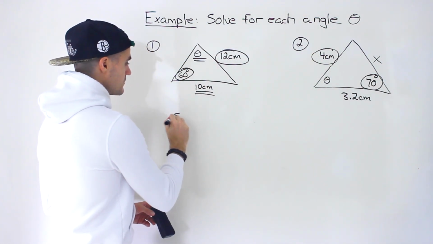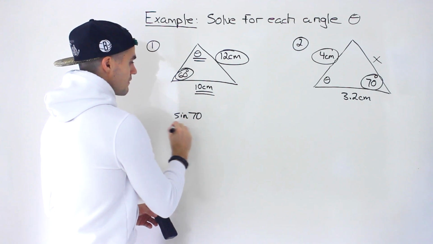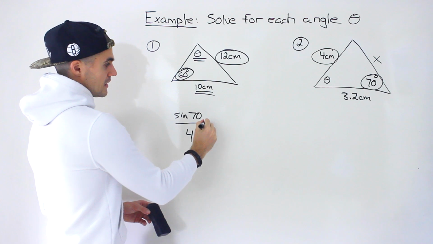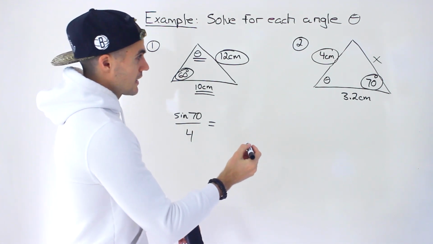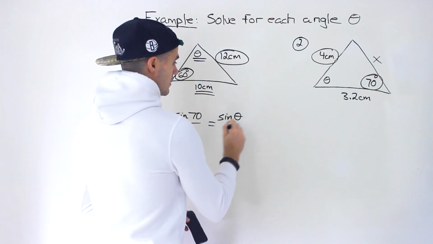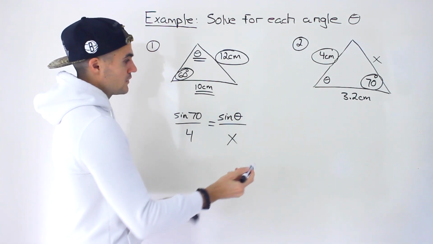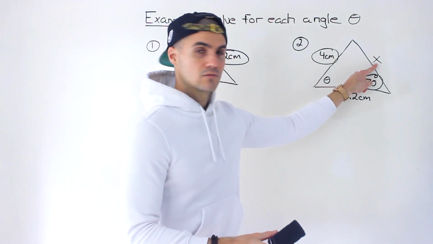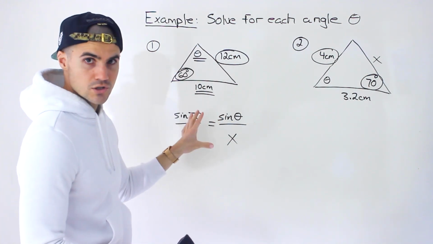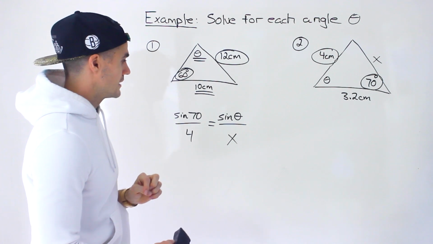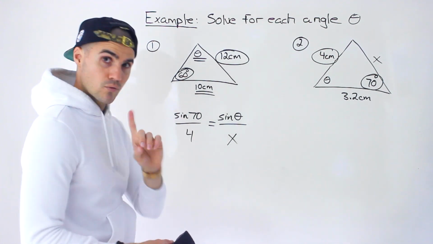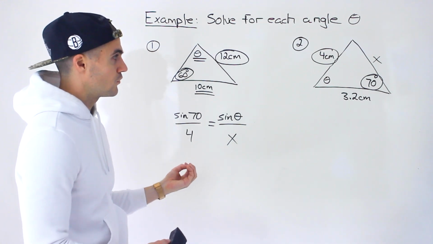So we can set up, for now, we can say, okay, sine 70 over 4, like that. But then we're going to have to make this equal to something. And notice that at this point, if we put sine theta here, well, we don't know the opposite side to it, which we put an x there. And now notice we're going to have two variables in one equation. So unfortunately, we can't do anything to solve for those variables, right? If we have one equation, we can only have one variable to solve for.